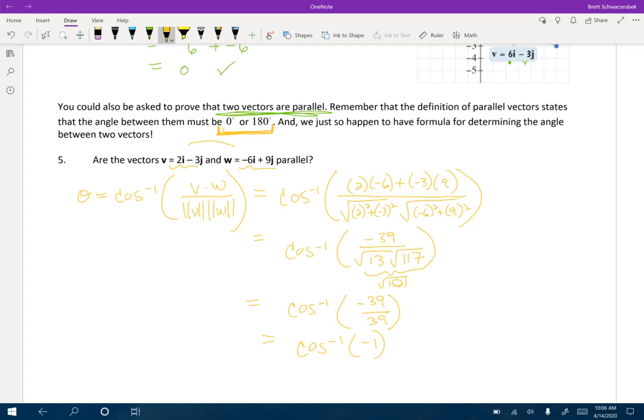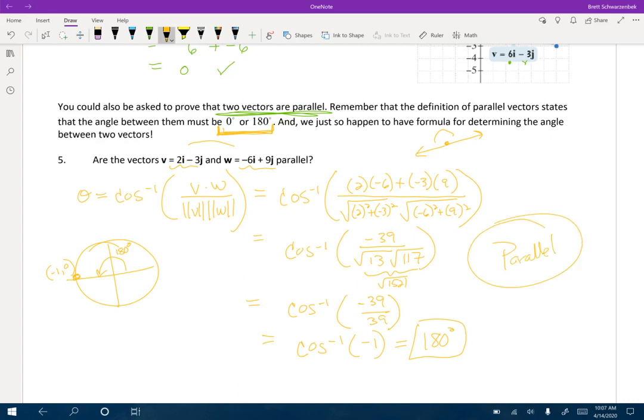Ideally, what you would want to do is work until you got to negative 1 and then look at the unit circle and ask, where is the x-coordinate negative 1 on the unit circle? Well, that only exists at this point on the unit circle, which means what is the angle? 180 degrees. So what did we just prove? We just proved that the angle between these is 180 degrees, which, by the way, means that one is going this way and the other one is going that way. So that means we do have parallel vectors in this problem.